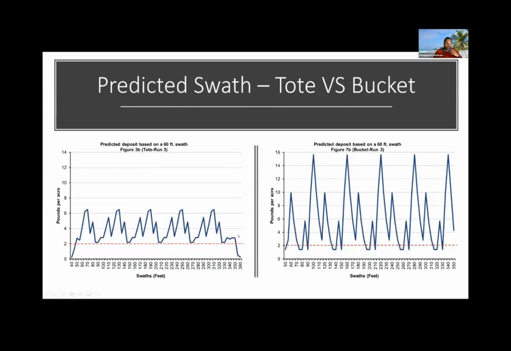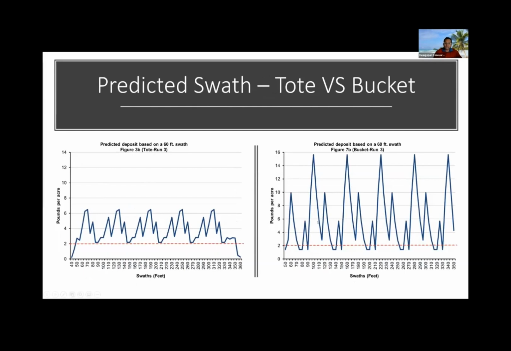Okay, moving on to the next one. This is a predicted swath pattern. Once you have a typical pattern, you put it in software or some Excel sheets where you do these simulations to see, if you do an aircraft back and forth pattern, how your deposits will be. Again, on the left side, you have the tote. On the right side, you have the bucket. Everything else is the same.